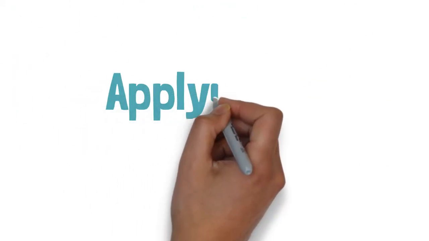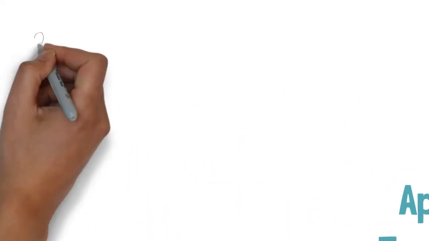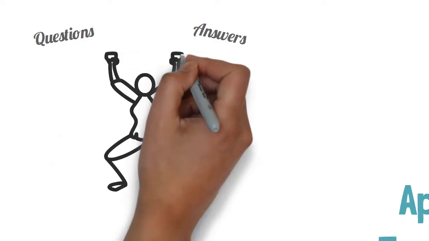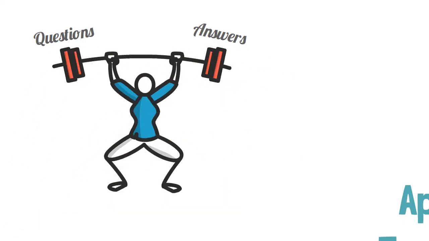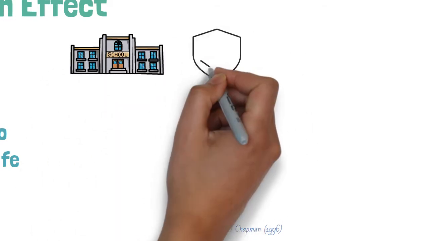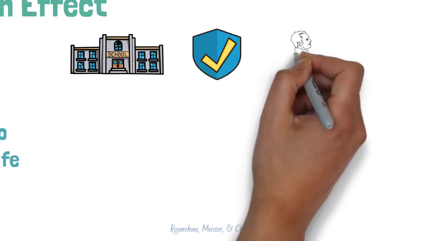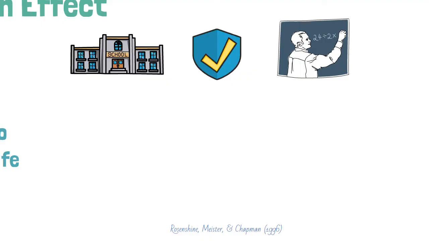So, how can we use the generation effect in our everyday life? As generating questions and answers is effortful and difficult, most learners do not automatically engage in it when studying. Instead, they engage in passive rereading. Even educational institutions generally believe that the importance of learning lies in making a correct response. Teachers often present the problem and its solution together. As such, the class is not given a chance to generate the answer.